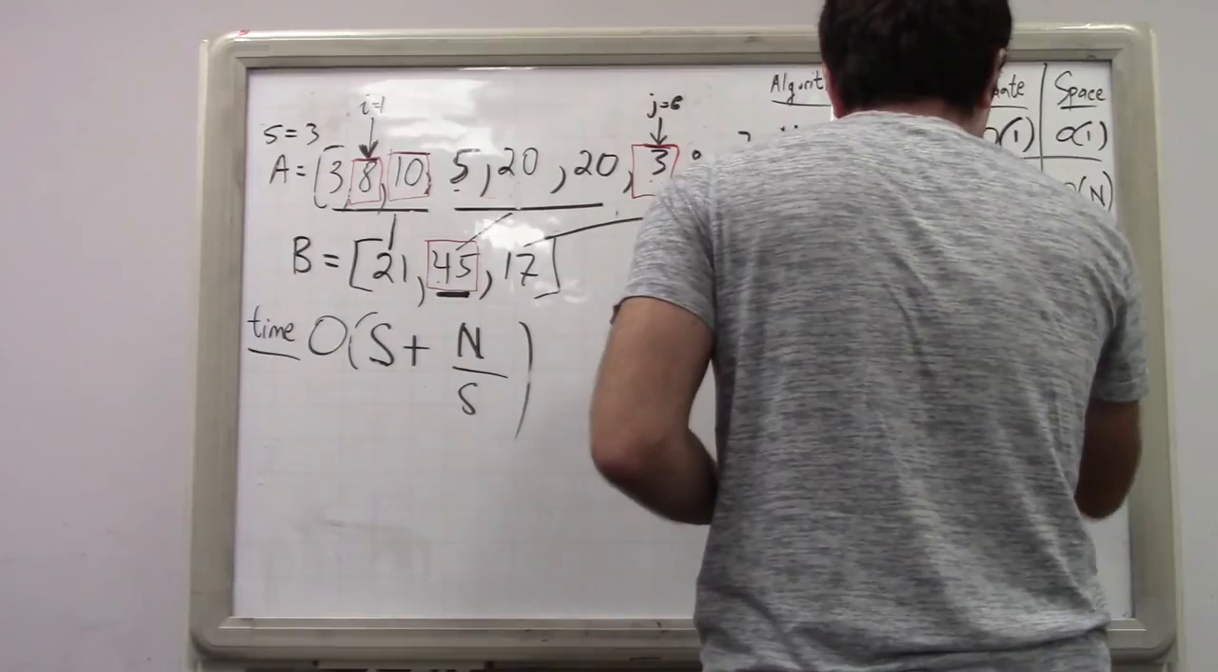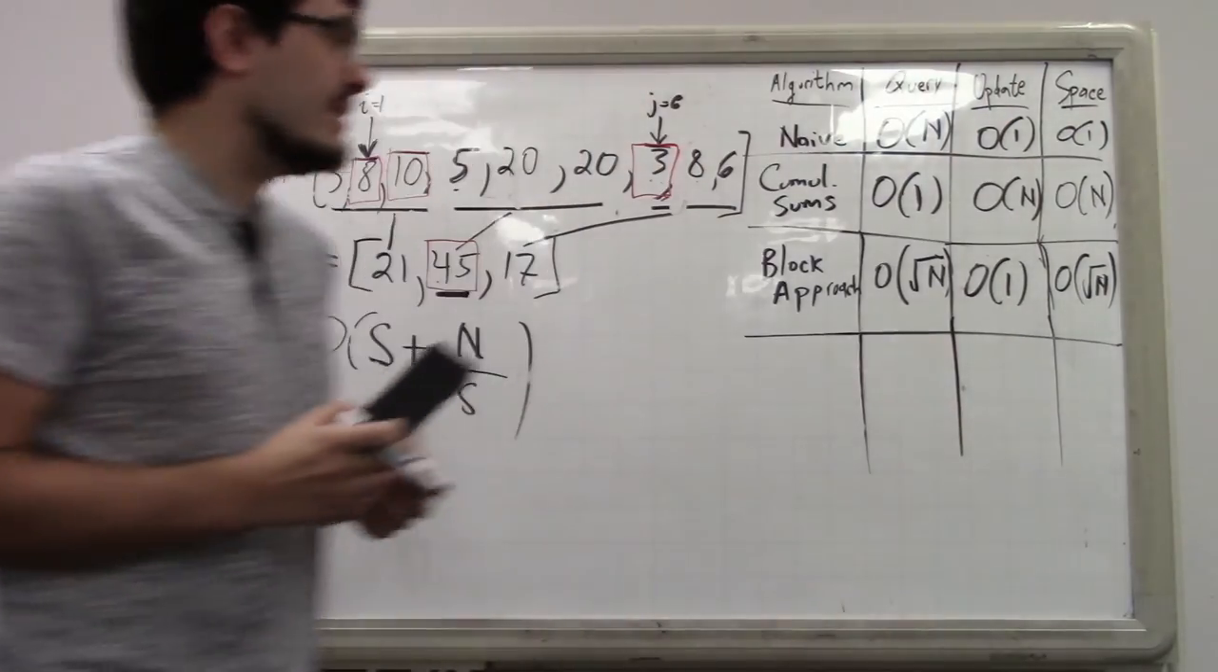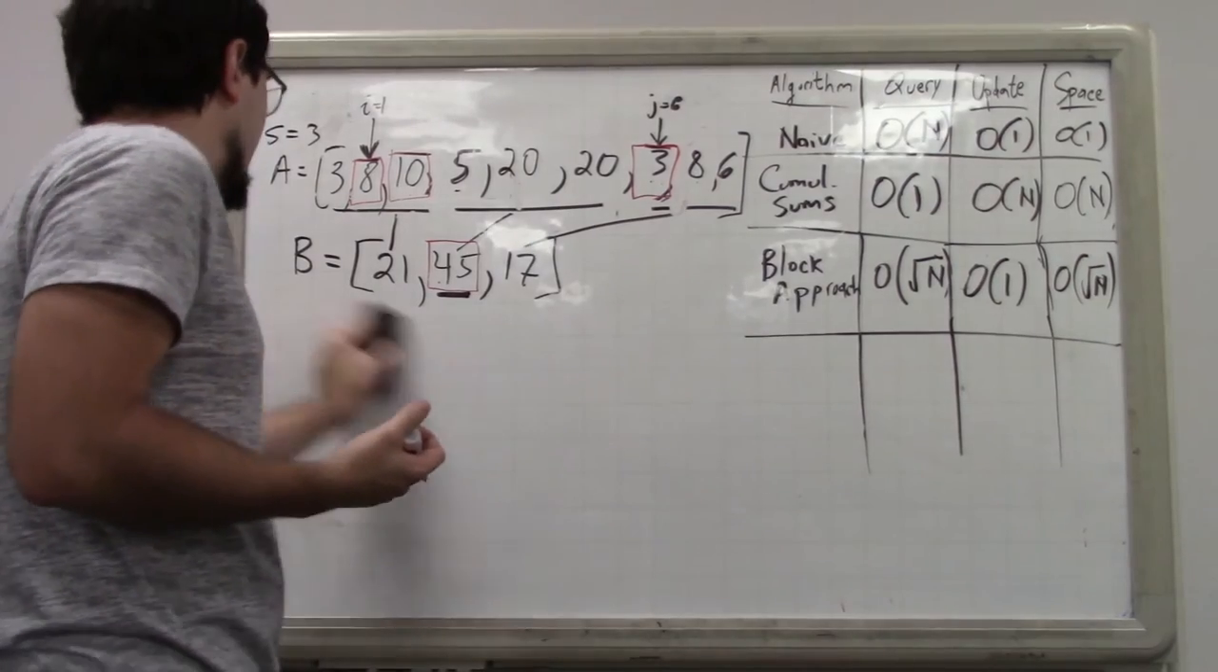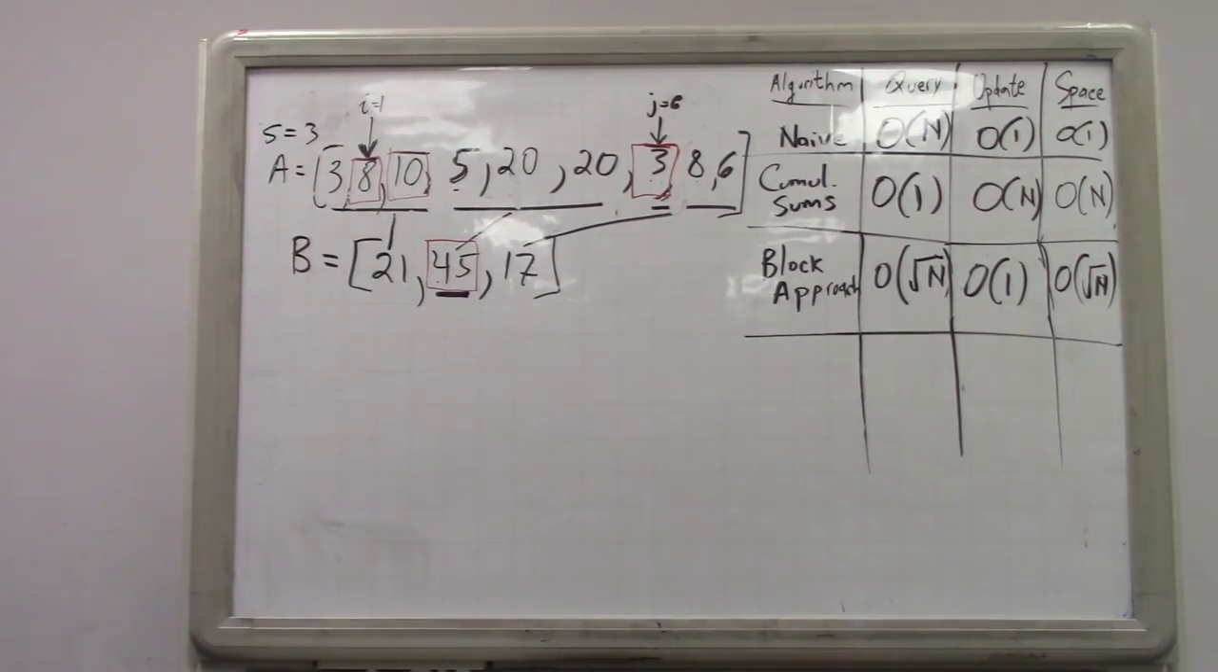So that's the block approach. So where next? Where can we go next with this? To figure out how to improve further, first, any questions about the block approach?